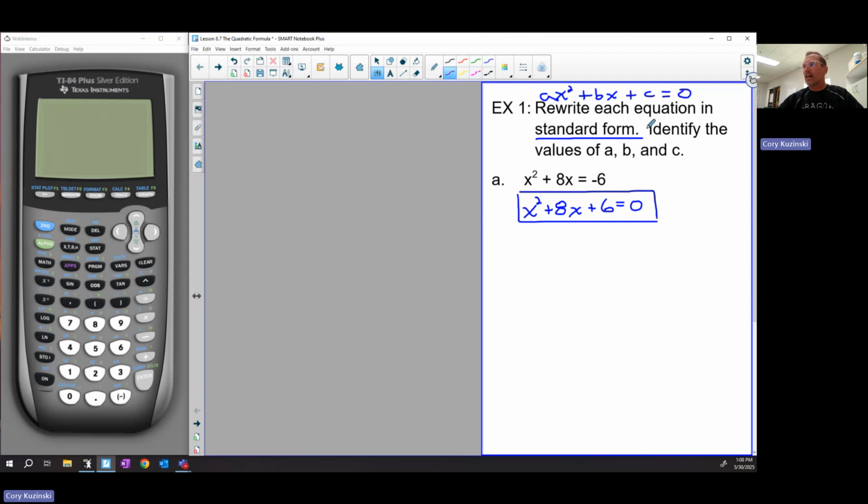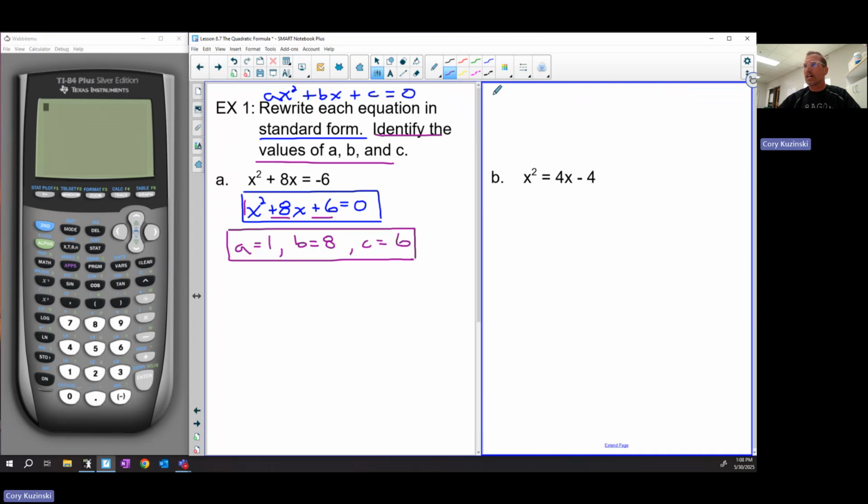So let's identify the values of a, b, and c. A is this 1 right here. B is that positive 8 right there. And C is this positive 6 right there. It's not the negative 6 on the right side of the equation. It's the positive 6 on the left side of the equation after we wrote it in standard form.